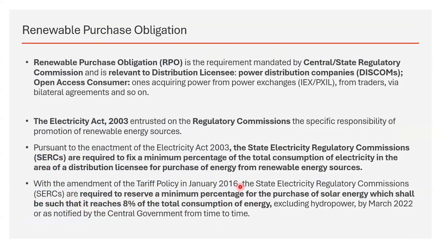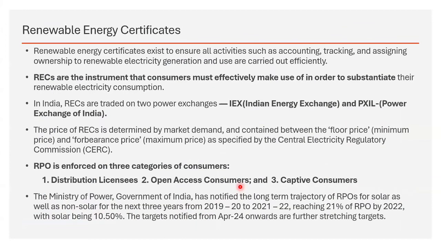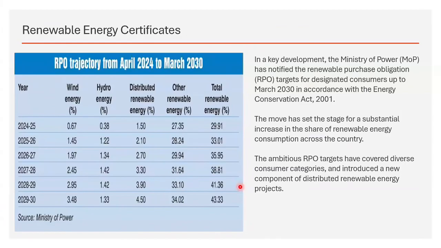So that's why this renewable purchase obligation, or RPO, has been brought into the picture. What is this RPO? It is a requirement mandated by the central or state commissions on power, applicable to the DISCOMs, distribution companies, and open access consumers. What it says, we will see in the next slide. It says that every year, of the amount of energy that we are consuming for our sector, a particular percentage should be generated from renewable sources.